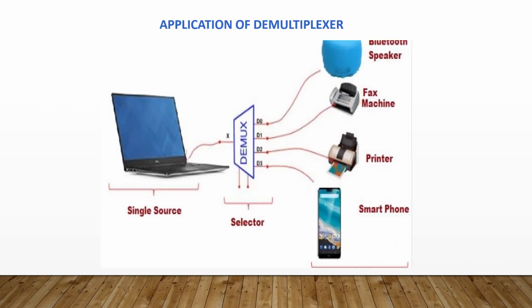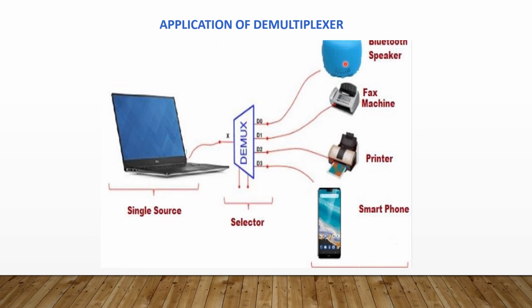And this is one of the day-to-day life applications of demultiplexer. Say for example, there is a single source. Consider our normal laptop. We are going to connect the demultiplexer. We know that it is 1 to many. So the single laptop can be connected to many output terminals, that is, many output devices. In between there will be a demultiplexer, which is nothing but a data distributor. So the single source can be distributed through the 4 output devices.